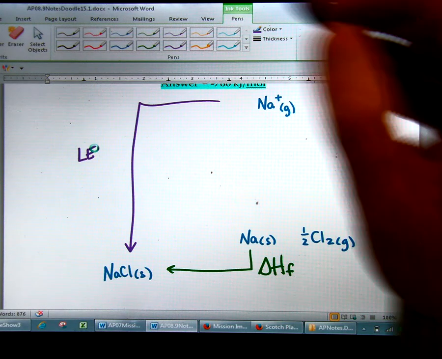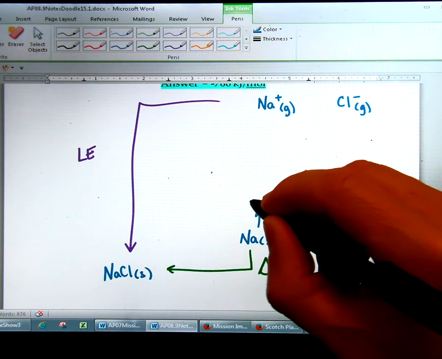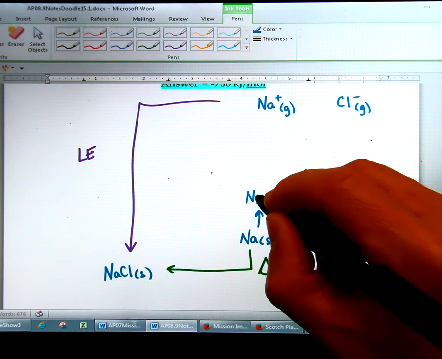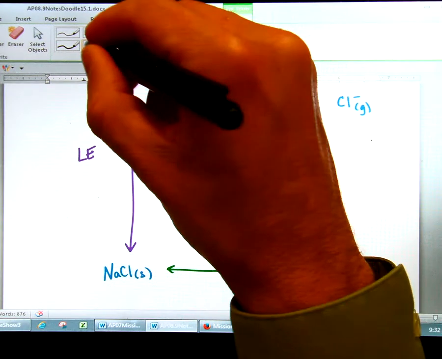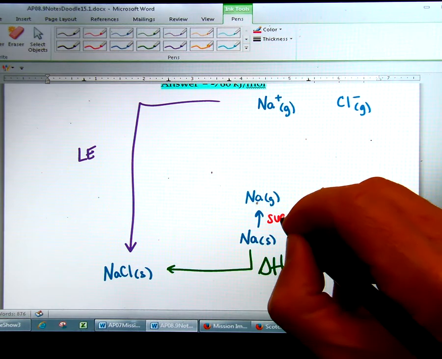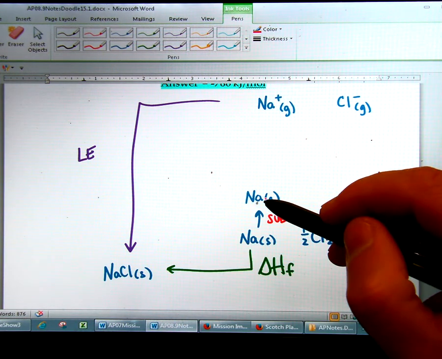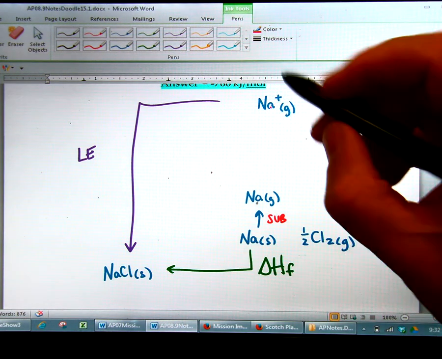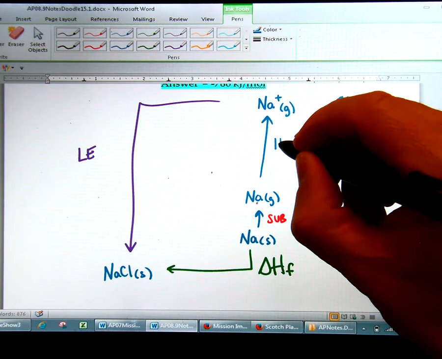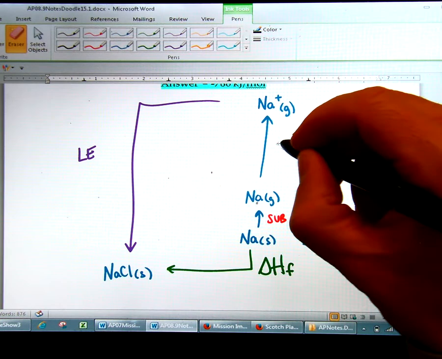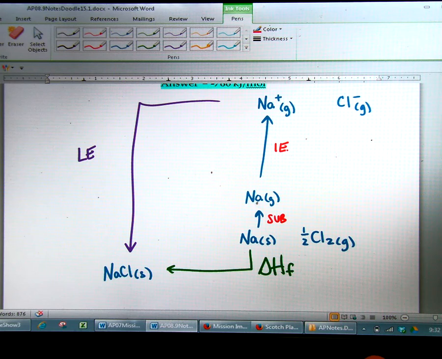Now, along the way, we have to accomplish a lot of things. The first thing we have to do is we have to change this sodium from a solid into a gas. And when you turn sodium from a solid into a gas, that's called sublimation. And then you have to turn the sodium gas into the sodium ion. So that's going to be removing an electron, and we remember from last chapter that that's called ionization energy. So removing the electron is called ionization energy.